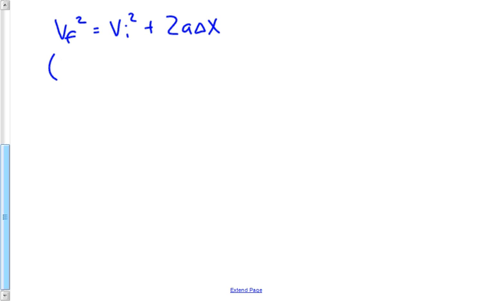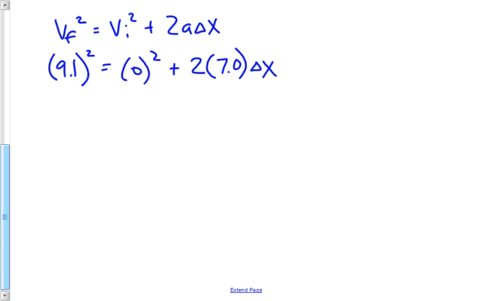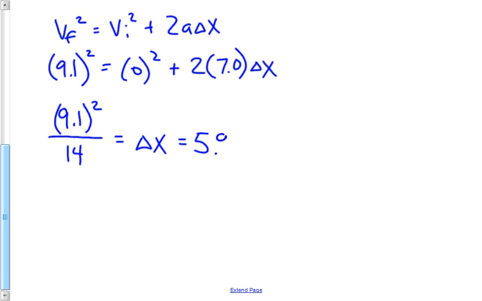So we had a final velocity of 9.1 meters per second. We figured that out earlier. The initial velocity was just 0, so it doesn't matter that we're going to square it. I'll show it anyways. Our acceleration was 7.0. You can check from above, and we're trying to solve for the delta x. So what you'll end up with then, 9.1 squared, 2 times 7.0 is just 14, so I'll divide both sides by that to get a delta x that, once again, is equal to 5.9 meters.